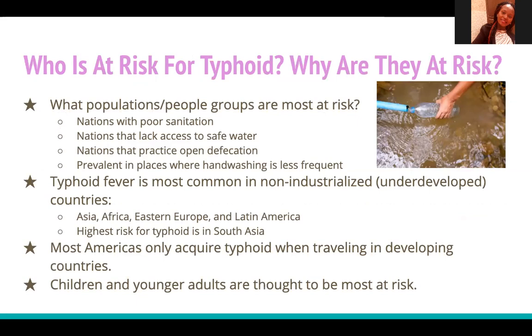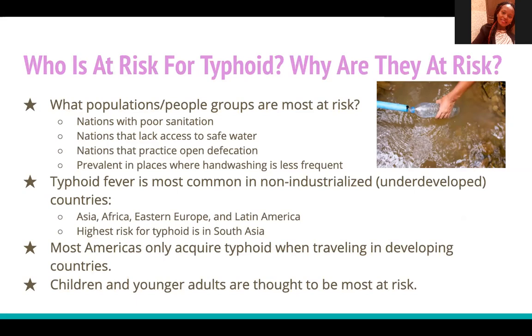Who is at risk for typhoid and why are they at risk? We found that the population and groups of people that are most at risk are nations with poor sanitation, those that lack access to safe or clean water, and nations that practice open defecation. Those who don't wash their hands frequently are at a higher risk of getting typhoid.